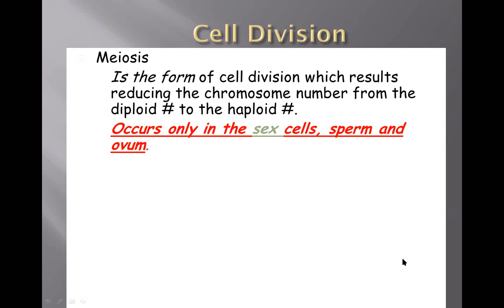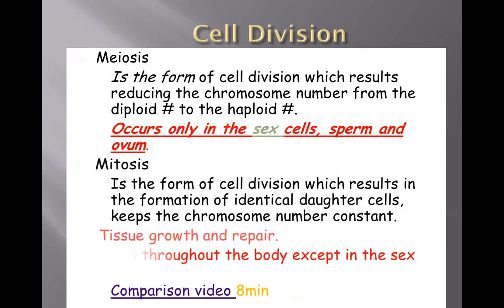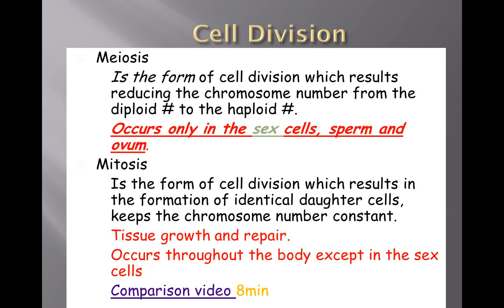Meiosis is the form of cell division which results in reducing the total number of chromosomes from the diploid number to the haploid number, so you cut it in half. This only happens in the sex cells, that is, the sperm and the ovum. Mitosis is the form of cell division which results in the formation of identical daughter cells. Like when your skin repairs, each cell will make a cell that looks exactly identical to the first cell. This is where we have tissue growth and repair throughout the body, except, of course, the sex cells.